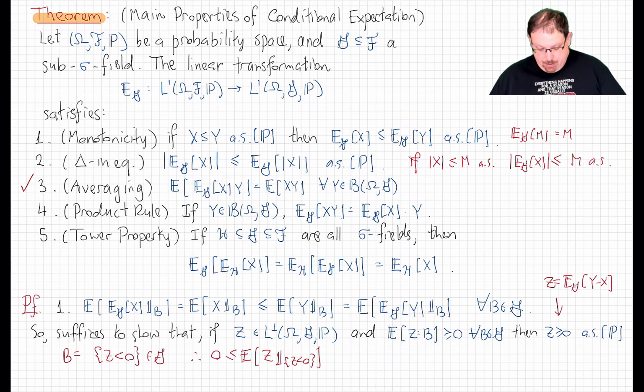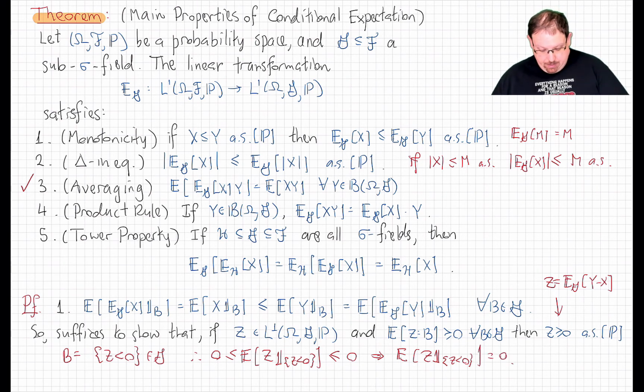But at the same time, z times this indicator function is either 0 or negative, and therefore this expected value must be less than or equal to 0. And so that implies that the expected value of z times the indicator function of the set where z is less than 0 is actually equal to 0.